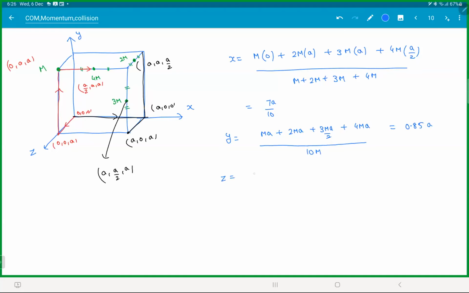And for this one, z is how much? Yeah, it's okay. Then what will this be? ma, that is ma. Then 2ma by 2, 3ma, 4ma by 10m. 1 plus 1, 7, so 9ma, 9a by 10. Check.